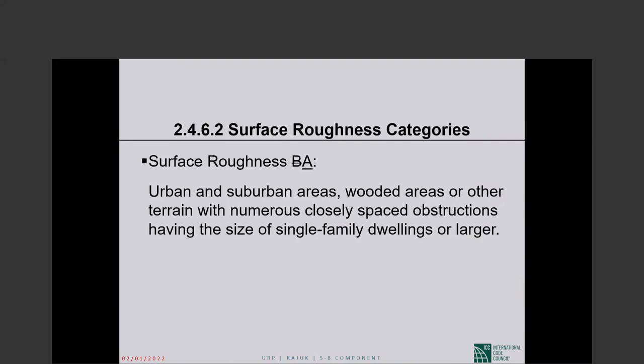Okay. So roughness category A is urban and suburban areas, wooded areas, or other terrain with numerous closely spaced obstructions having the size of single-family dwellings or larger. So this is very basic and important. Your surface roughness A is urban and suburban areas, wooded areas, or other terrain with numerous closely spaced obstructions having the size of single-family dwellings or larger.